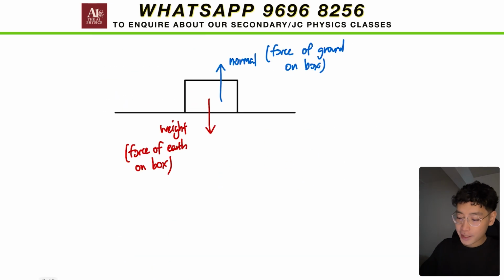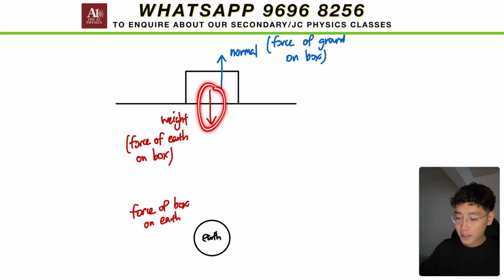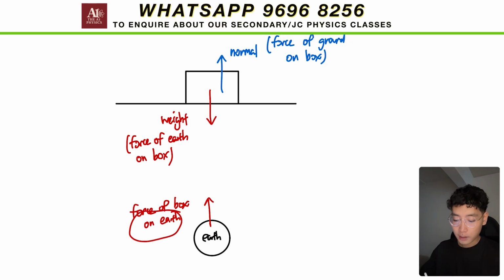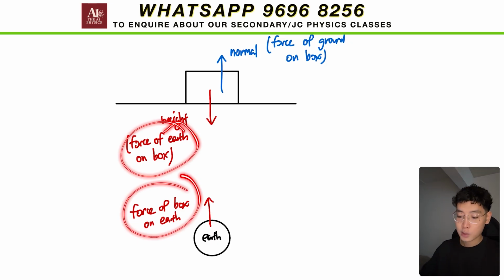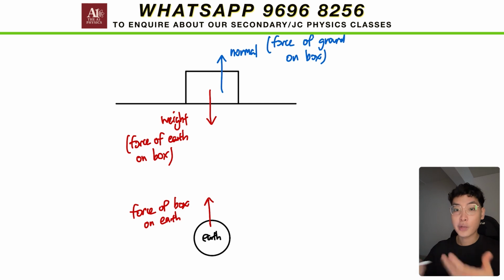So if I want to find the action-reaction pair of the weight, I can call this the force of box on earth. So basically what's going to happen is that the earth is going to pull the box down and the box is going to pull back up on the earth, right? This force is acting on the earth. These two are the action-reaction pairs with each other, right? Now, obviously the earth is very heavy, so the earth is not going to fly upwards. But yes, these are the two action-reaction pairs, okay?